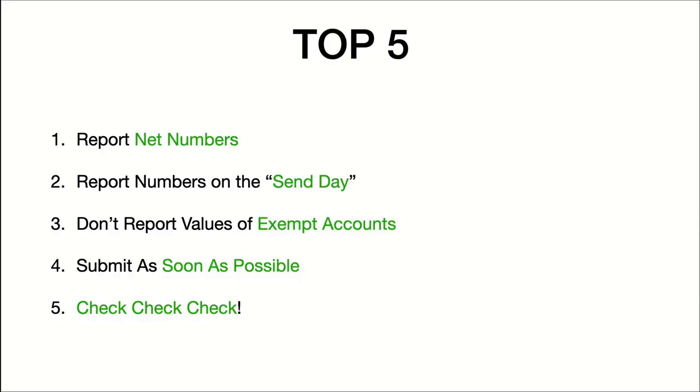The first thing I want to talk about are these 5 things, and then we'll dive into more detail and explore each one individually. So the first thing is report net numbers. Secondly, report numbers on the day that you actually send in your forms. Number 3, don't report values of exempt accounts. Number 4, submit your forms as soon as possible. And number 5, check, and triple check everything to make sure that it was processed correctly. All right, let's break these down one by one.